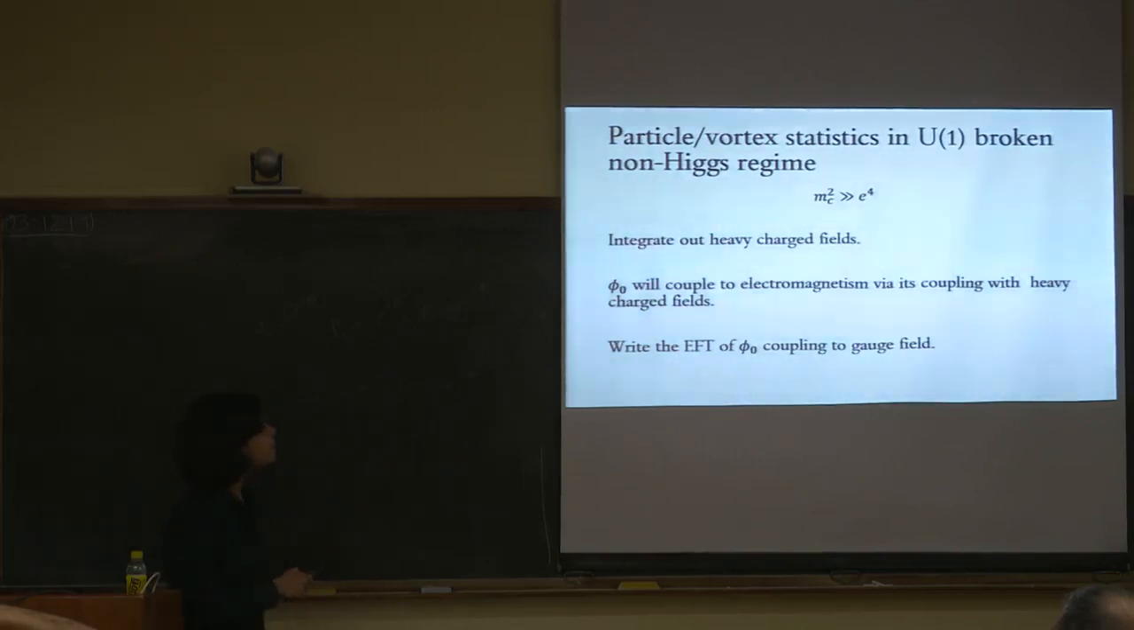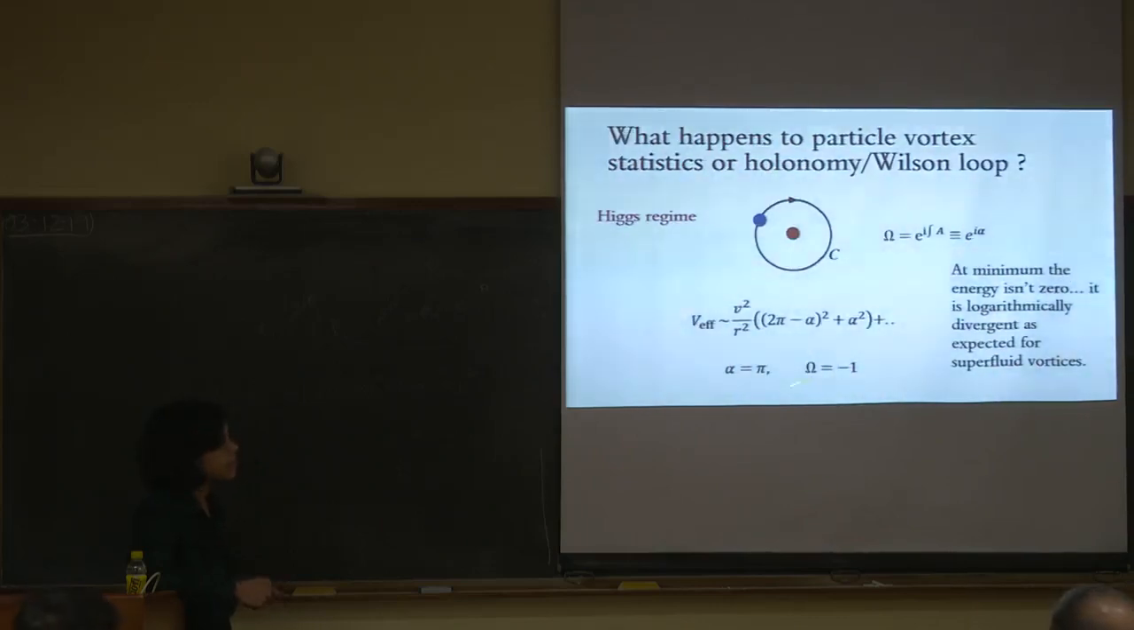But phi 0 can couple to electromagnetism via its coupling through the heavy charged fields, right? So what I have to do to answer the question is write down an effective field theory that couples phi 0 to the electromagnetic sector. Sorry, what is the question asking? What happens to the holonomy? I computed it on the Higgs side, and now I want to do it on the non-Higgs, or confining, side. On the Higgs side there was this vortex, and the holonomy is -1. The holonomy of the gauge field, because this is what minimizes the energy.